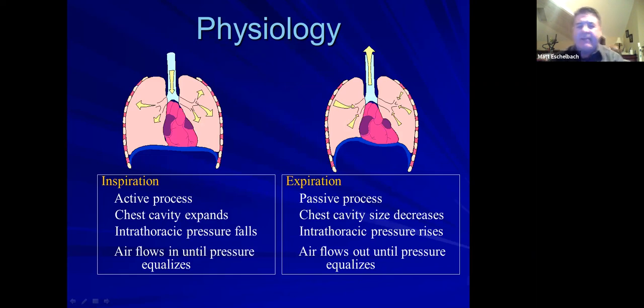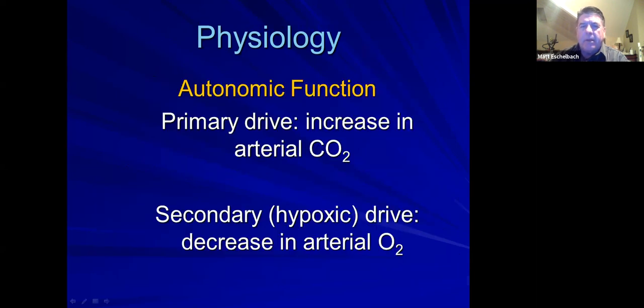Inspiration is an active process. The chest cavity expands, intrathoracic pressure falls, and our diaphragm falls, and the air flows until the pressure equalizes. Expiration is passive, where we just let our air out. The chest size decreases, the intrathoracic pressure rises, and the airflow leaves until the pressure equalizes again. It's an autonomic function, meaning that we don't think about breathing. Thankfully, we don't have to. We just do it. Imagine what a pain it would be if we had to sit there and go, okay, breathe.